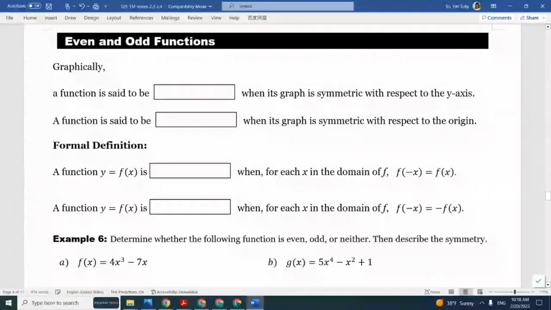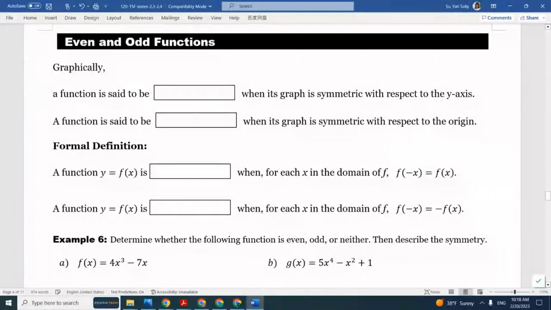Okay. Even and odd function. How many of you have heard even and odd function before? Raise your hand. Okay, that's all of you. A function is said to be what if the graph is symmetric with respect to the y-axis. Symmetric with respect to the y-axis. It's an even or odd function? Even. Very good. Okay, so this is an even. A function is even if its graph is symmetric with respect to the y-axis.